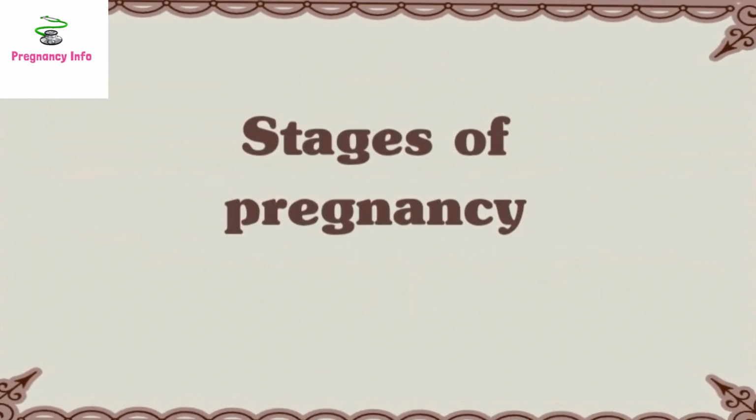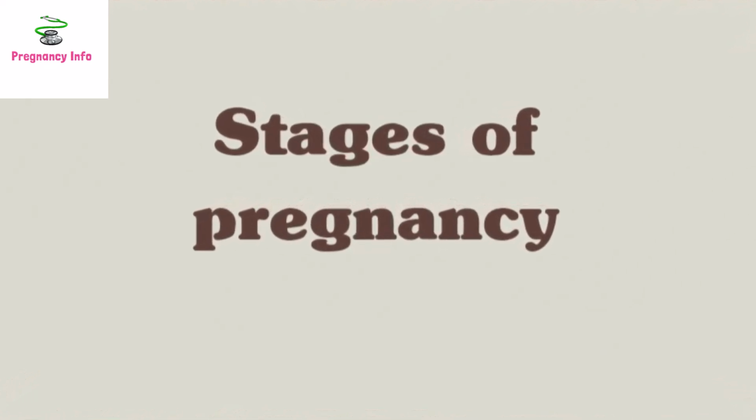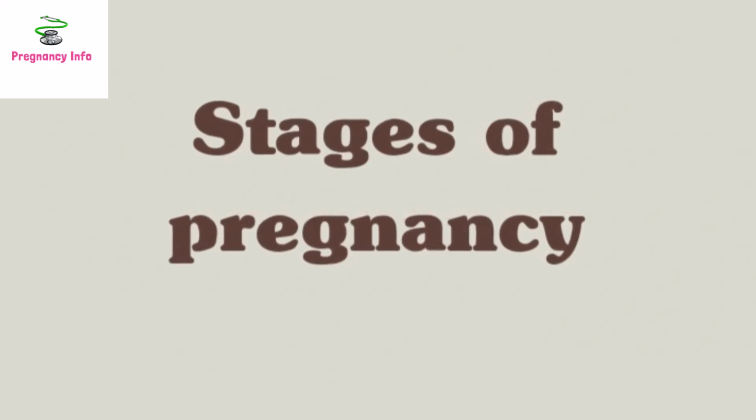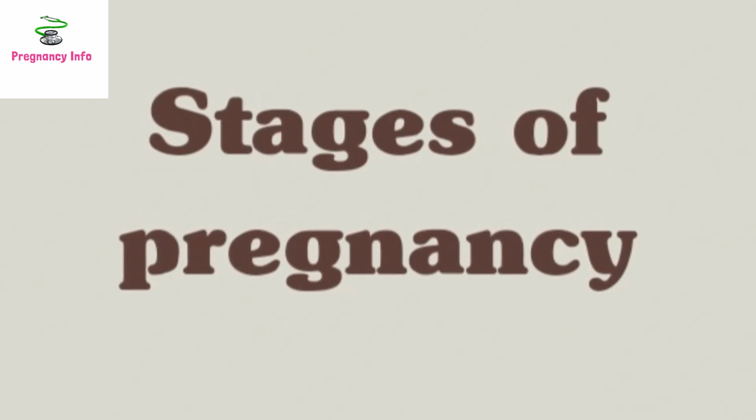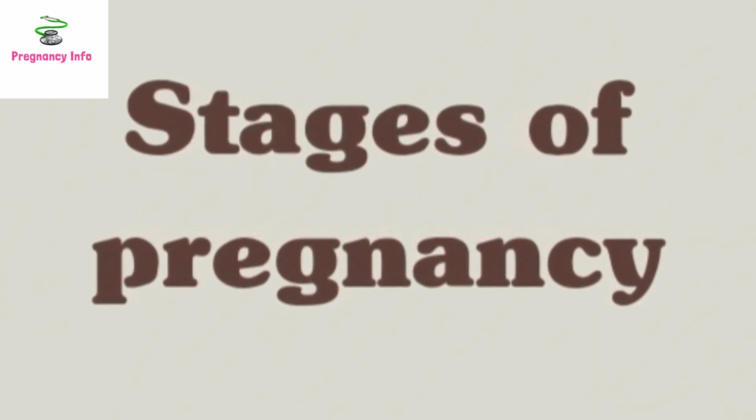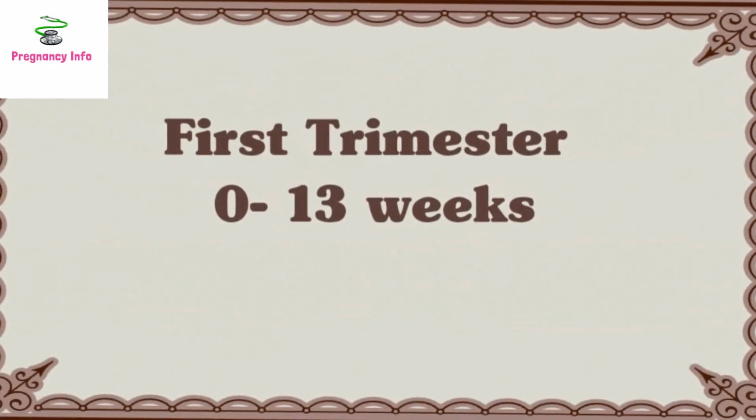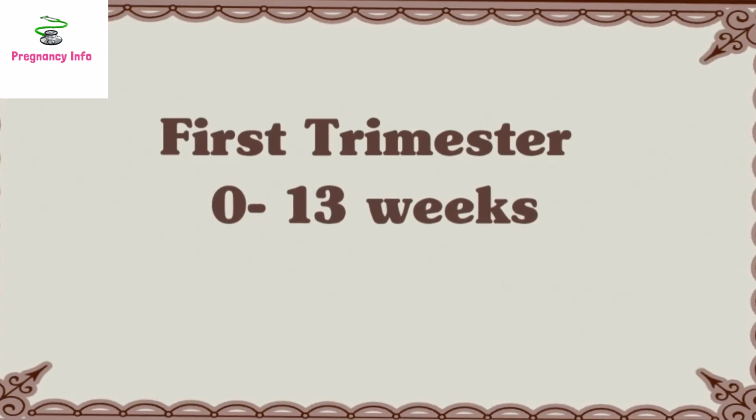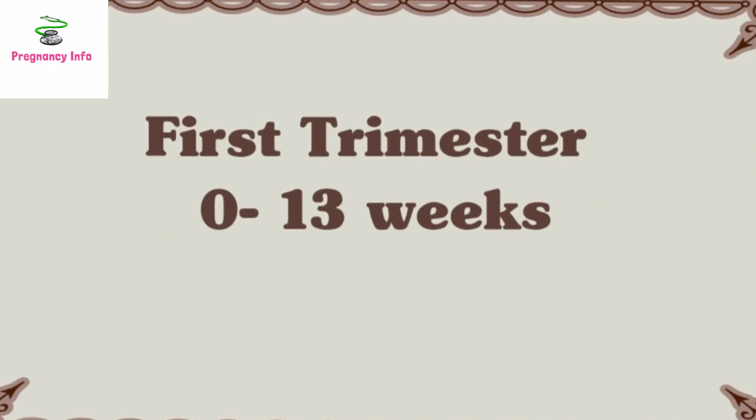Stages of pregnancy. Pregnancy is divided into 3 basic stages called trimesters. Each trimester lasts approximately 12 to 14 weeks. During each trimester, the fetus will reach specific developmental milestones and the female will also experience certain changes in the body. Number 1, first trimester, 0 to 13 weeks. This is the period when fertilization and the development of the fetus's major organs occur.